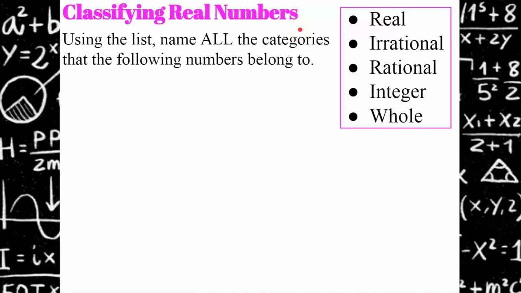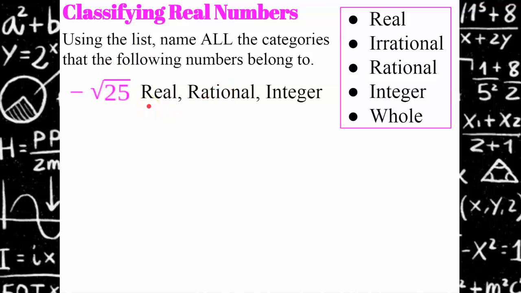Let's practice classifying real numbers. We're going to use this table right here to give the categories. I want you to list all the categories, any of these that belong to the numbers. Let's start with negative square root of 25. Before you classify a number, you want to simplify it. The square root of 25 is 5, so we want to classify negative 5. Negative 5 is real, rational, and an integer.